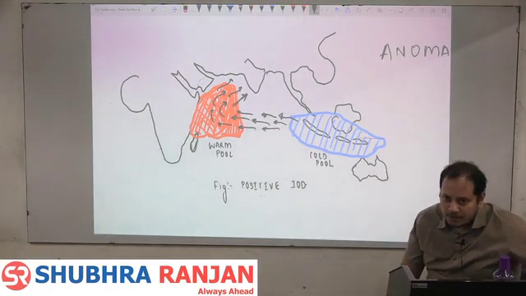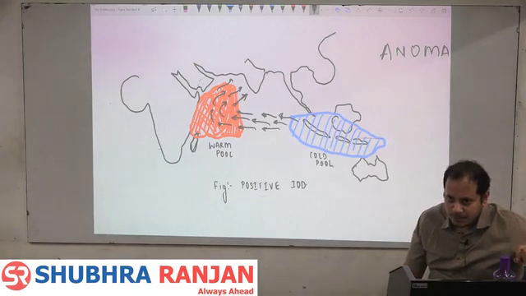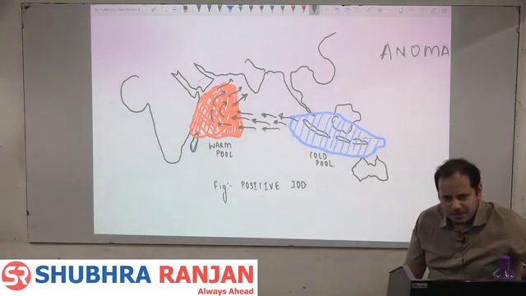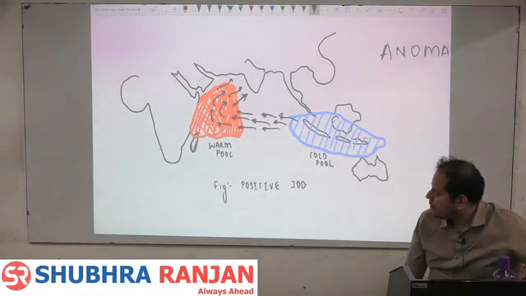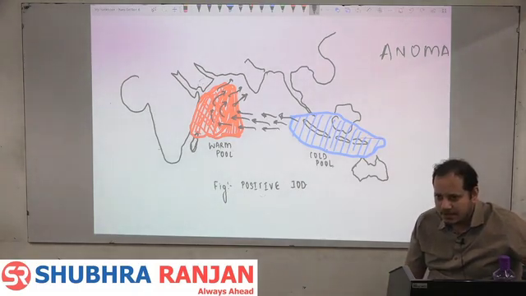Warm pool of water and the cold pool of water. Not just India, Africa में भी बहुत heavy rainfall होगा, but we don't write that. What are these black lines? Anomalous winds, east to west. कहाँ पे blow कर रहा है? Between 10 degree north to 10 degree south.